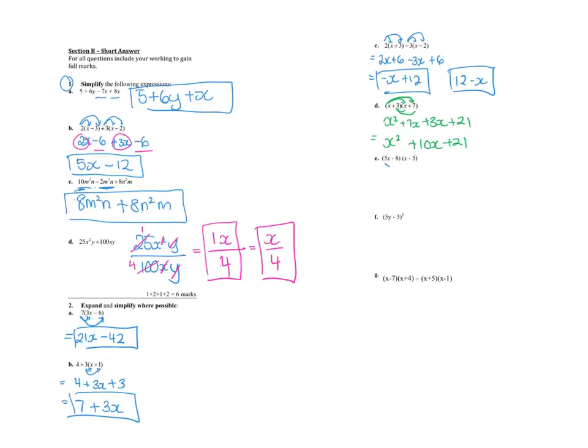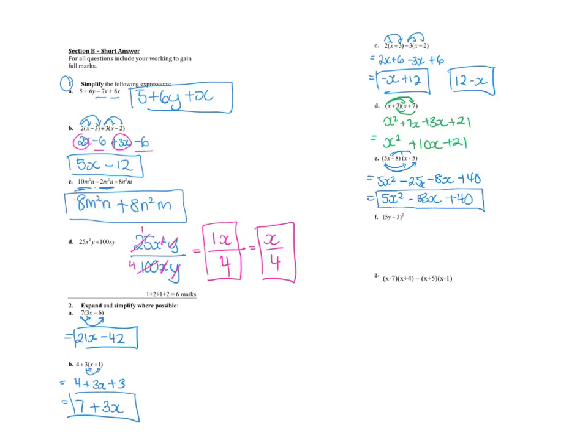So 5 times x is 5x squared, 5 times negative 5 is minus 25, and negative 8 times x is negative 8x, and negative 8 times negative 5 is plus 40, so a negative by a negative. So we get 5x squared, oops, I think I've got the x there, minus 33x plus 40.